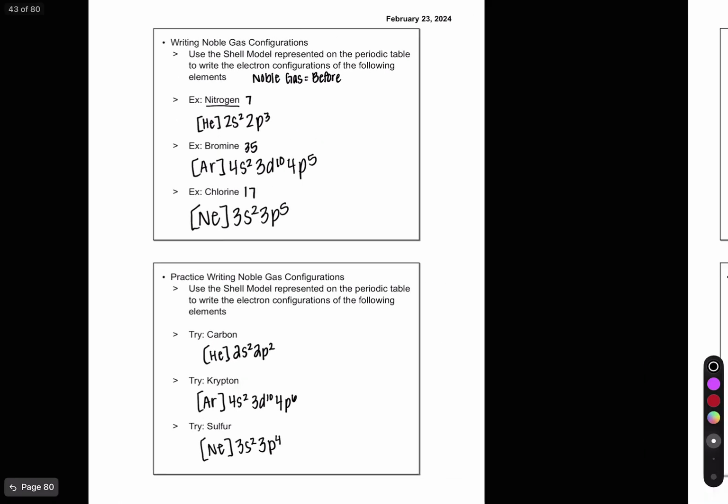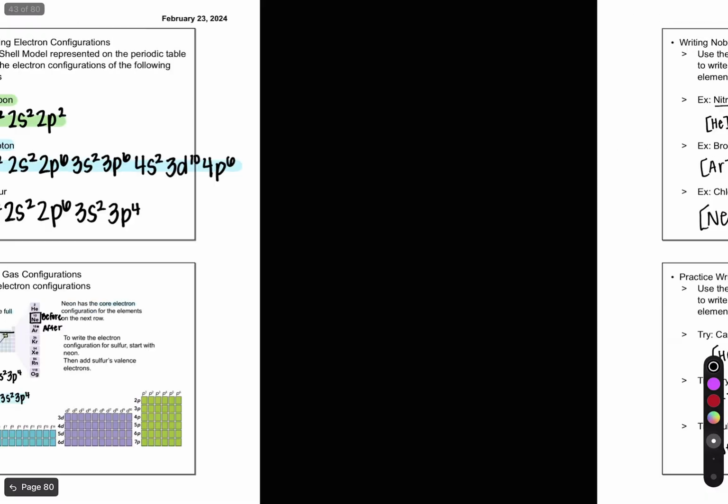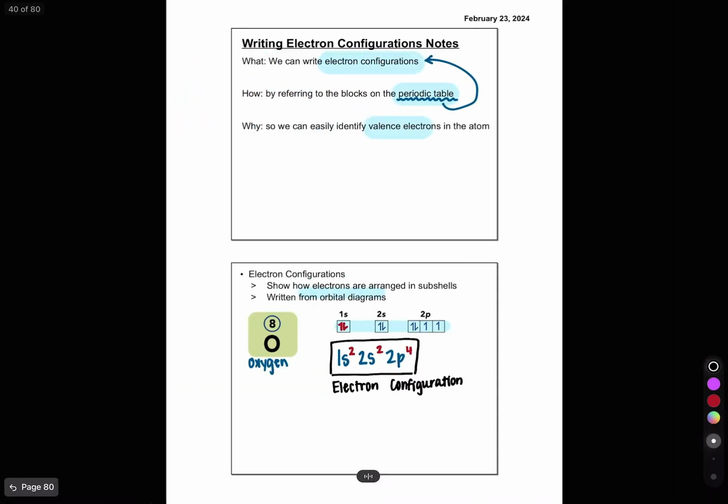So that concludes the notes for drawing, or rather writing, electron configurations. What you should be able to do now is look at the periodic table, and from the periodic table, write a string of electrons and their energy levels that they reside in. So that being said, collect a practice assignment and go ahead and practice what you learned in today's notes.